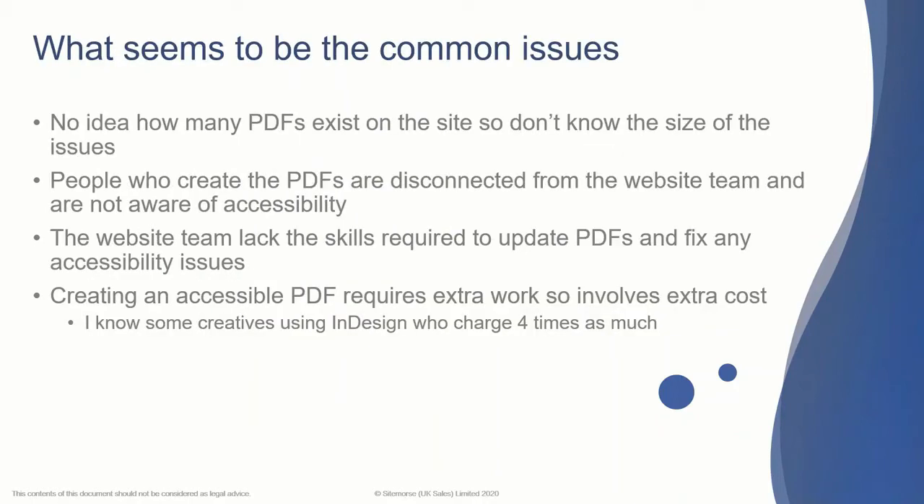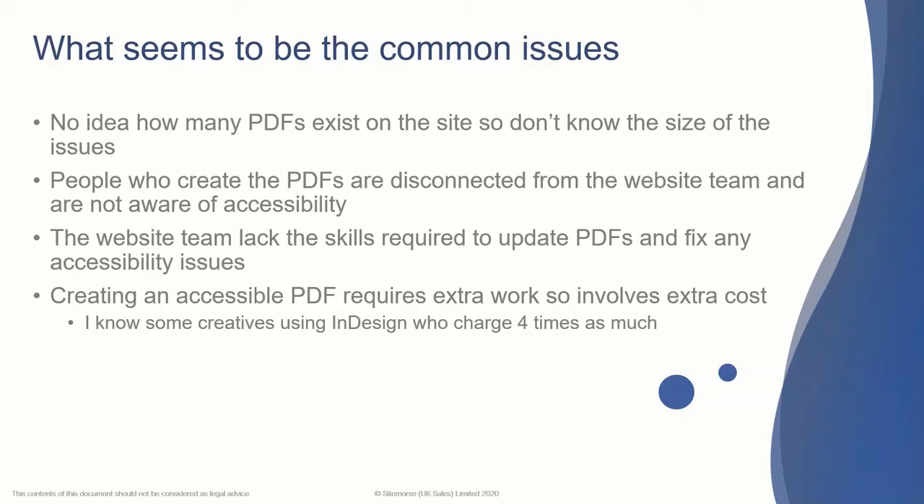So what seem to be the common issues, or in other words, why PDFs don't get fixed? The first one: no idea how many PDFs exist on the site, so I don't know the size of the issue. Typically web teams don't know how many pages they have on their website, and equally they don't know how many of these pages link to PDFs. Because of this, it's difficult to assess the size of any PDF accessibility issues you might have, and thus they tend to be ignored by the web team, or at least put off to one side whilst they concentrate on the website HTML pages.